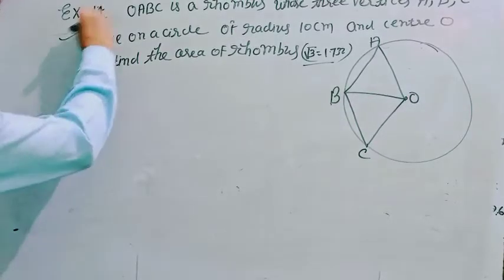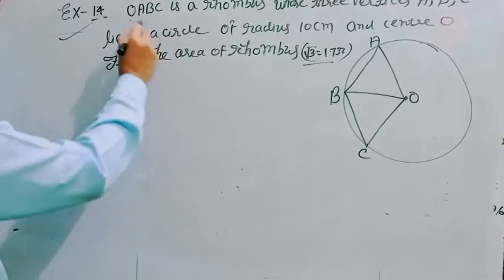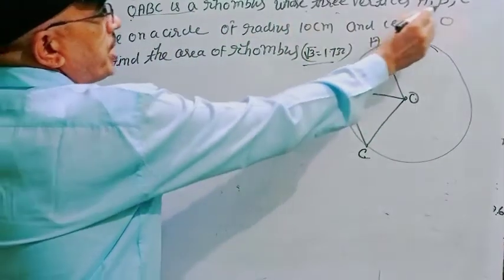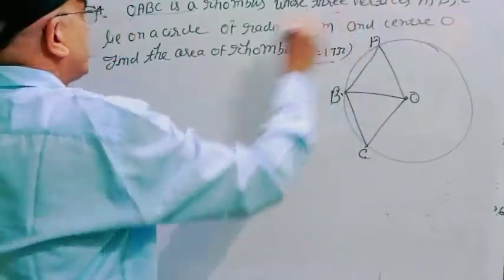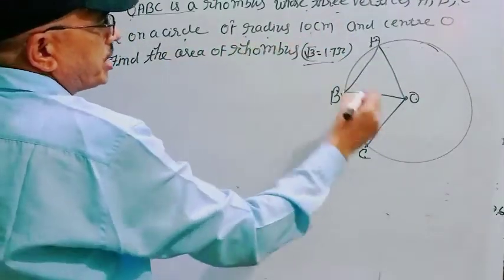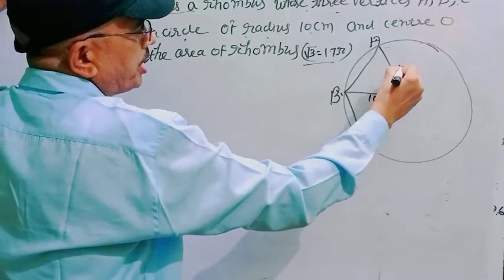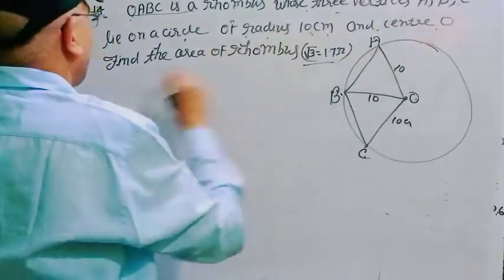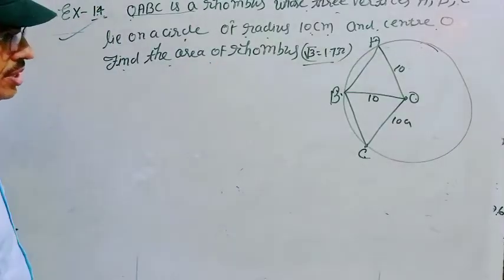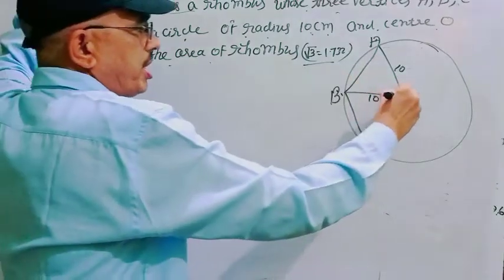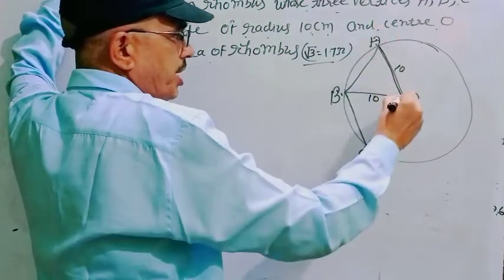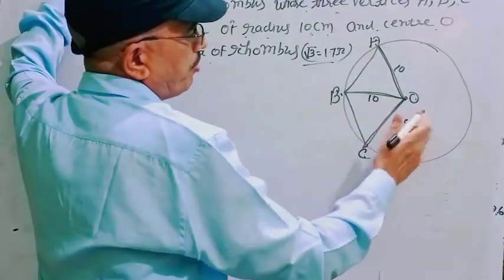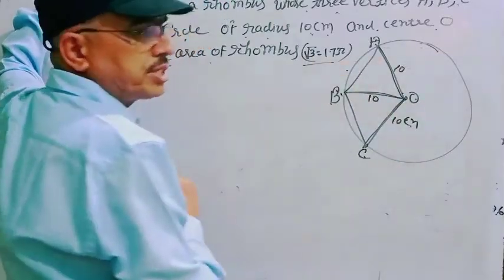Now see question number 14, that is given in the figure. OABC is a rhombus whose three vertices A, B, C lie on the circle with center O and radius 10 cm. Find the area of the rhombus. Dear student, it is a rhombus. If radius is 10, then OA is 10, OB is 10 cm and OC is 10 because it is the radius. But it is also a rhombus.